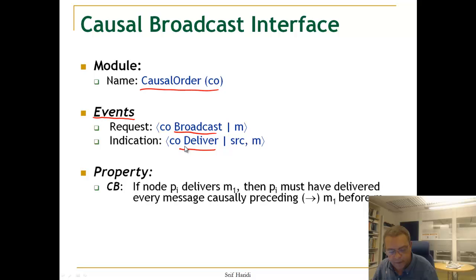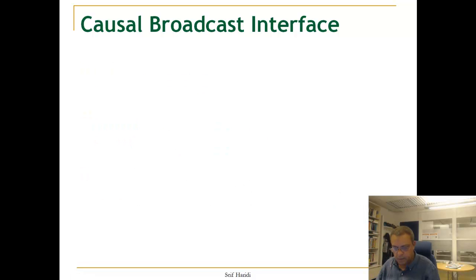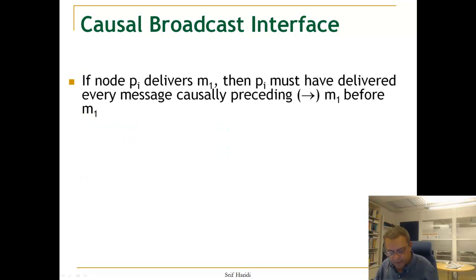And we have what we call the causal broadcast property, which says if some node Pi delivers a message M1, then Pi must deliver all causally preceding messages before M1. Let us look to the interface one more time. This property, which we call the causal broadcast property.